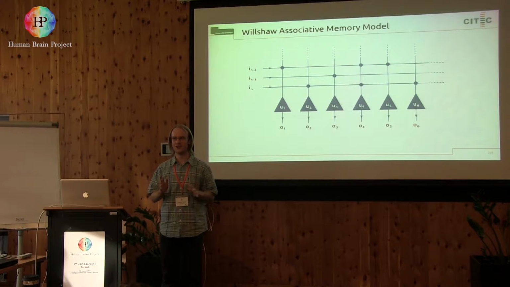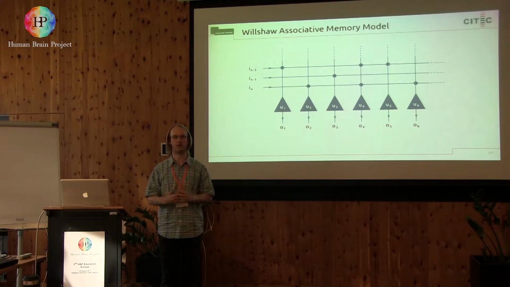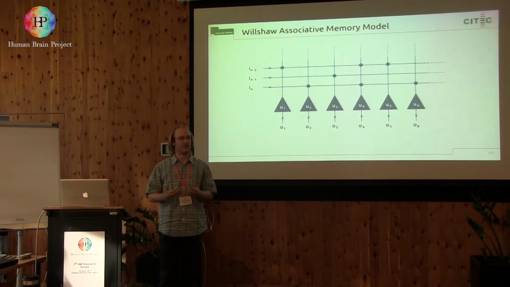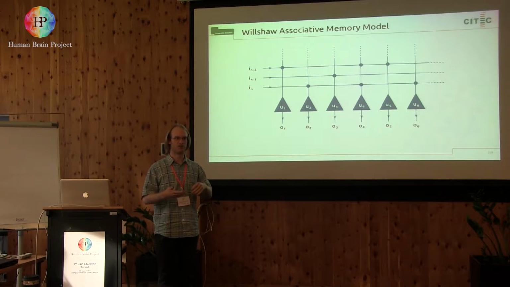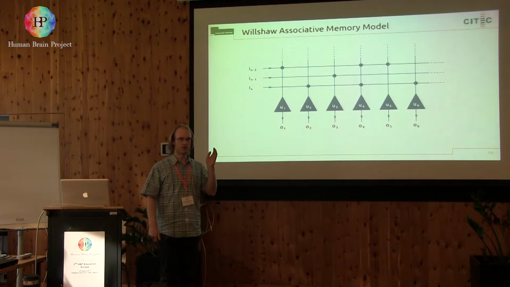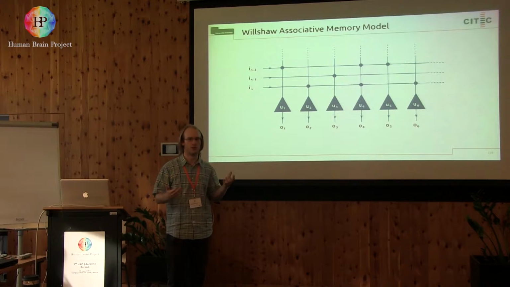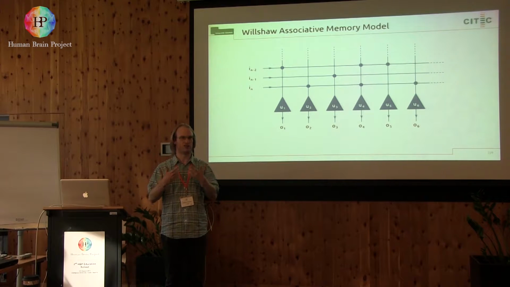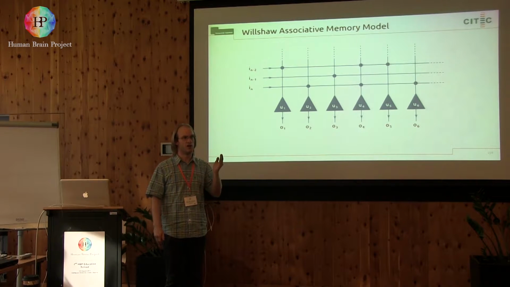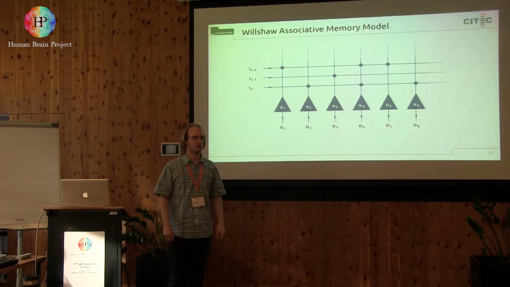Probably for those who don't know, I should explain what associative memory is. So the basic idea is that during the training phase, you present the memory an input vector and an output vector. And then in the recall phase, you can present the input vector, and the memory will output the previously trained output vector, even if the input vector is noisy or incomplete.